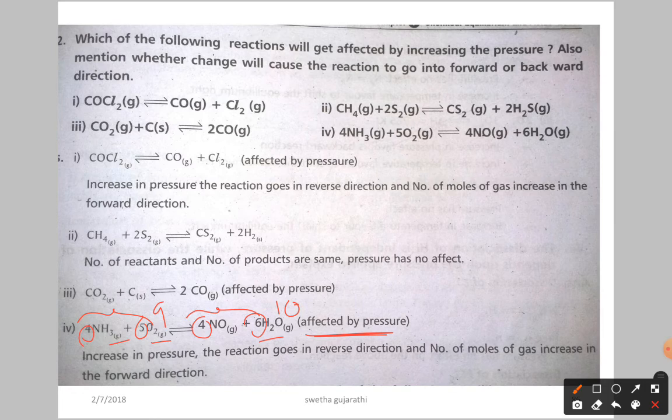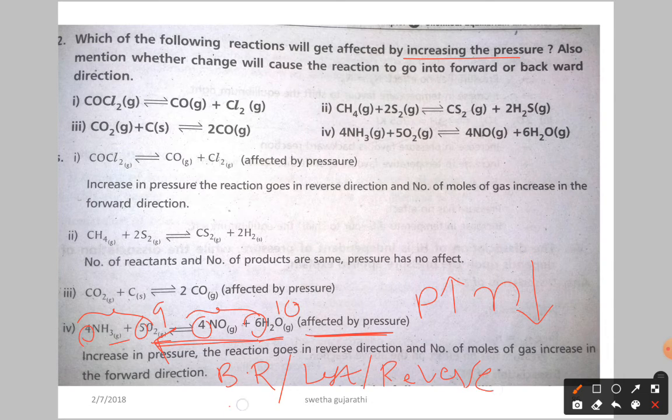Now let us predict the direction of reaction. The condition given is an increase in pressure. An increase in pressure means you have to show the direction where the number of moles is going to decrease. That is the backward reaction. Backward reaction, towards the left-hand side, and reverse reaction all mean the same. So it is shifting towards the left, or the backward reaction is favorable.